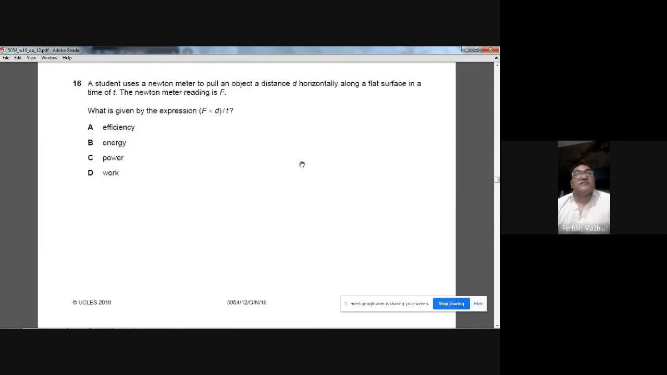Question number 16, a student uses a Newton meter to pull an object a distance d horizontally along a flat surface in a time of t. The Newton meter reading is F. What is given by the expression F multiplied by d divided by t? When you multiply the force and the distance traveled in the direction of force, this is called work. And when you divide the work by time, this is called power. So the option is C. Question number 16, the option is C.